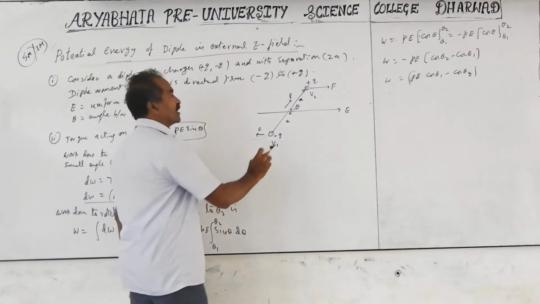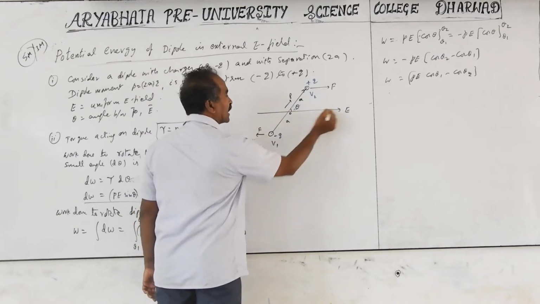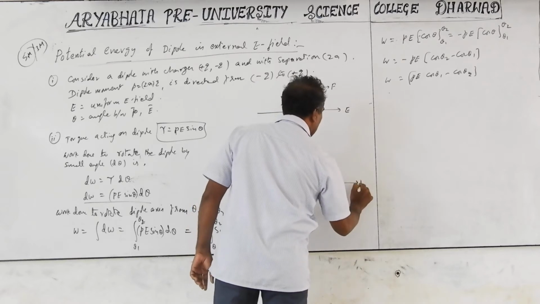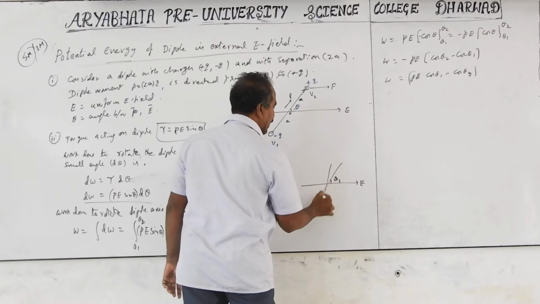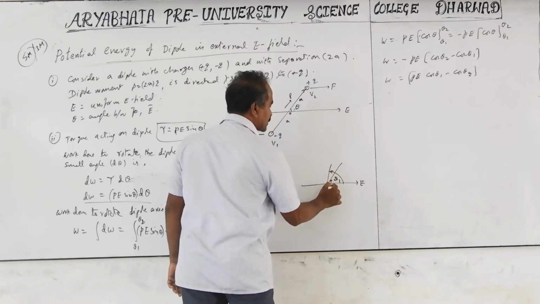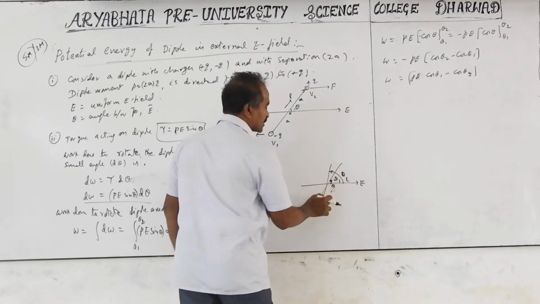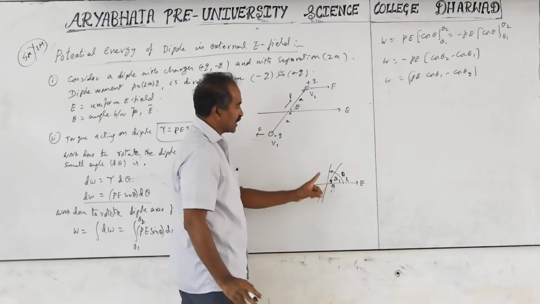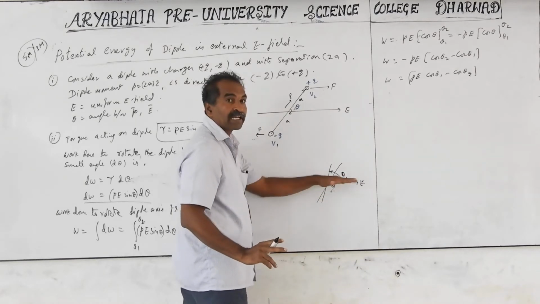Be careful with the angles. Angles are always measured with respect to the electric field. That means if the electric field is like this, and the dipole was first like this, this is theta 1. Later the dipole is rotated like this, and this is theta 2. This small angle is theta 1, and this bigger angle is theta 2. Whether it is rotating downwards, in reverse, the initial angle is theta 1 and the final is theta 2. Angles must be measured with respect to the electric field only.